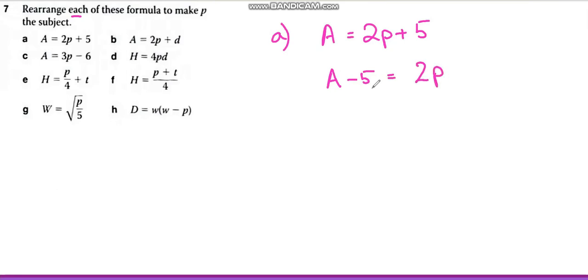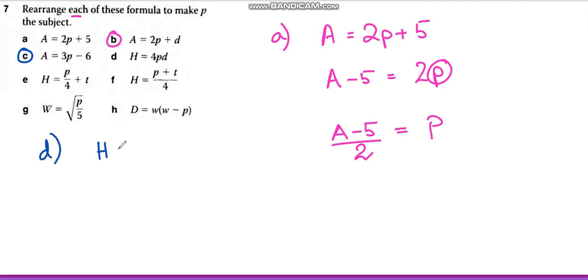And then I can divide both sides by 2, because I just need P over there. So I want to remove this 2, so I will divide both sides by 2. I will be left with P on the right side, and on the left side, I will get A minus 5 divided by 2. So I'm leaving the B part for your practice. Please try it on your own. Also, I'm leaving the C part for your practice. I can do the D part now.